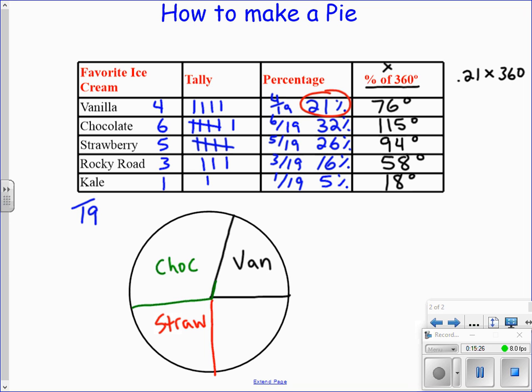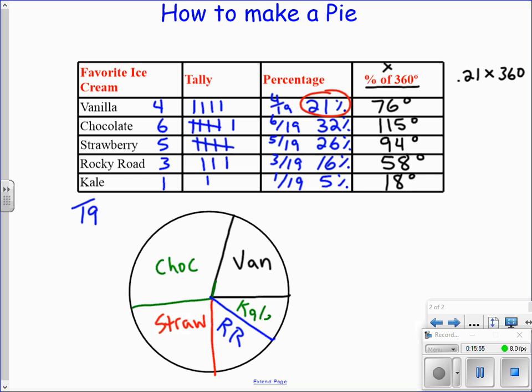Rocky Road is 58 degrees, and I'm going to go off of the red line this time and go 58 degrees. 45 degrees should be exactly halfway between 90 and 0, so 58 degrees should be a little bit more than the 45. So I'm going to guess that it's going to be right around there. That's Rocky Road. And look at how close we are in the end. Kale might be a little bit bigger on this one, but what the heck?